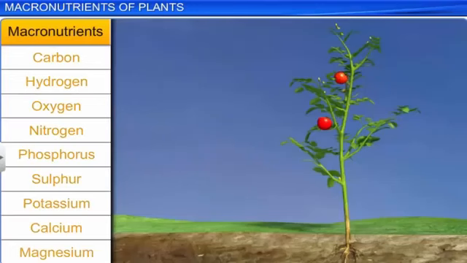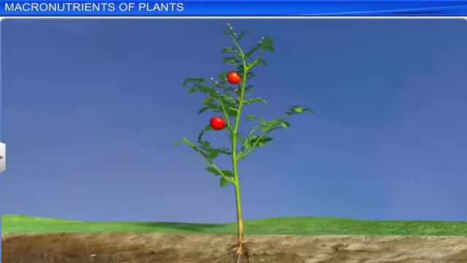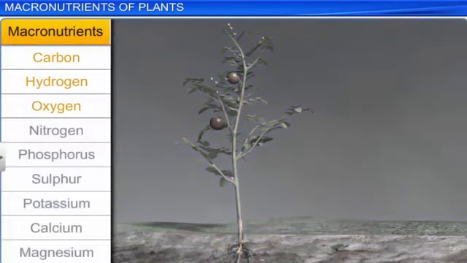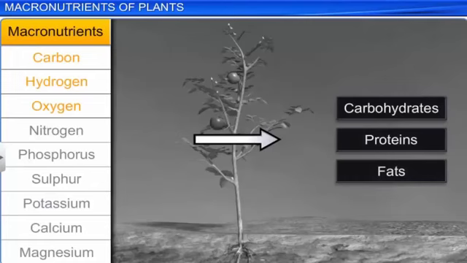Let us take a look at macronutrients and the symptoms of their deficiency in plants. Macronutrients like carbon, hydrogen, and oxygen are derived by plants from water and by gaseous exchange. They become the important constituents of carbohydrates, proteins, and fats.